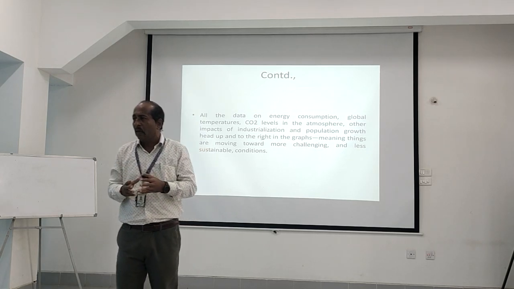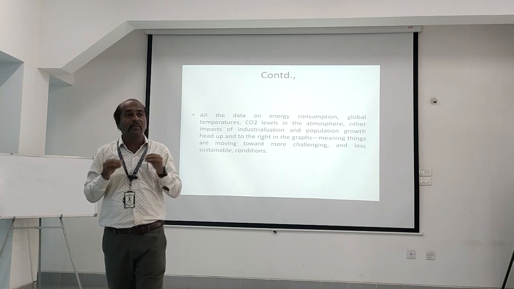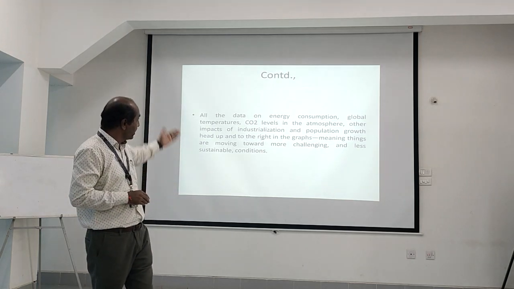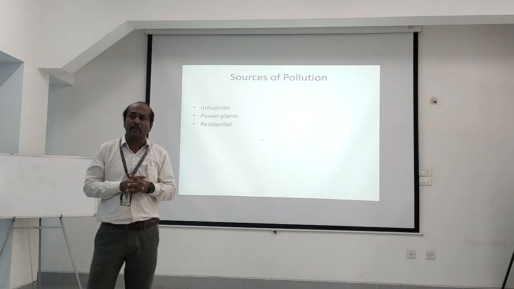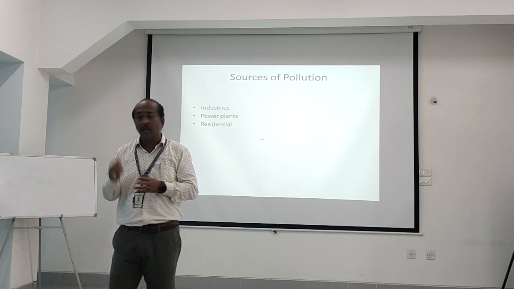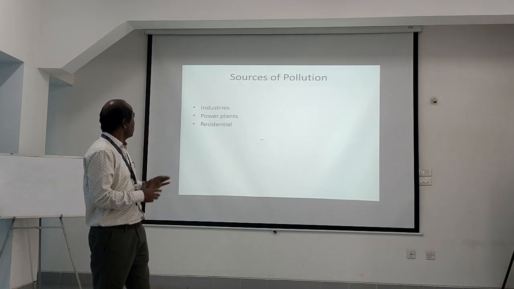So always what comes into mind is how to overcome these problems. The one answer for that is green manufacturing. In the next slide we'll see what the different sources of pollution are. There are three major sources of pollution: industries, power plants, and residential.